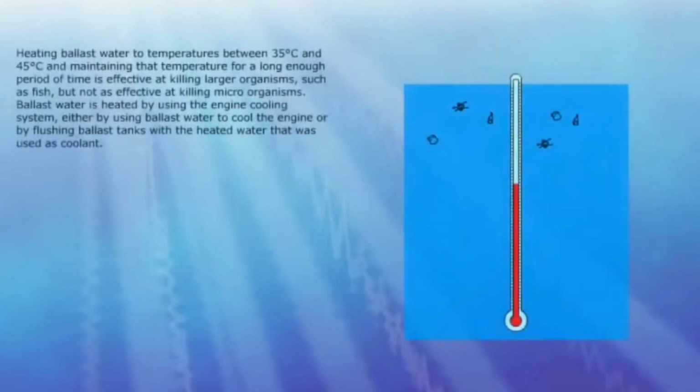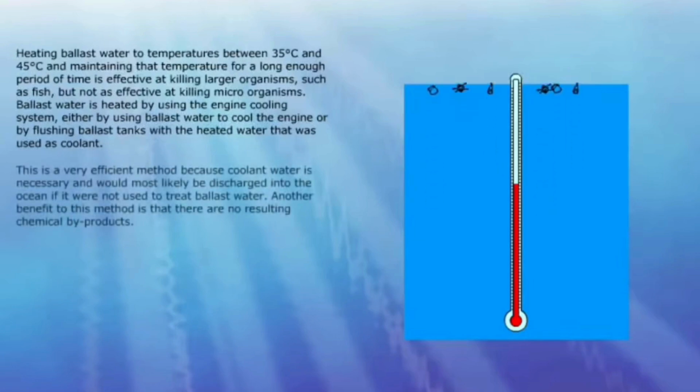Heating ballast water to temperatures between 35 and 45 degrees Celsius and maintaining that temperature for a long enough period of time is effective in killing larger organisms such as fish, but not as effective in killing microorganisms. Ballast water is heated by using the engine cooling system, either by using ballast water to cool the engine or by flushing ballast tanks with the heated water that was used as coolant.